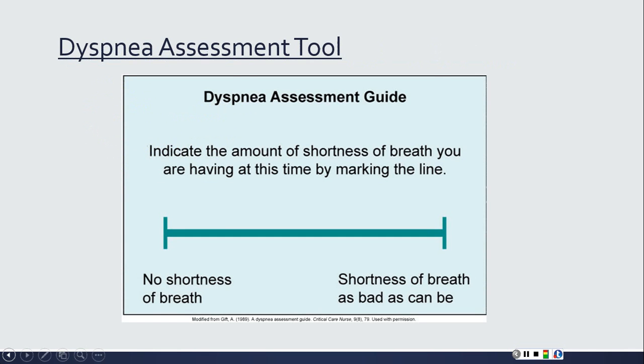Again, I've shown you this, I think, the first week, but the dyspnea assessment tool. This is just put a mark on where your dyspnea is today. Walk in the room, okay? It gives you a line. I'm good, I'm not having any breathing problems, to now, I can't even say a word without having the dyspnea. Put a line on it.